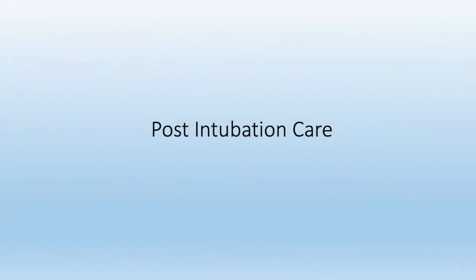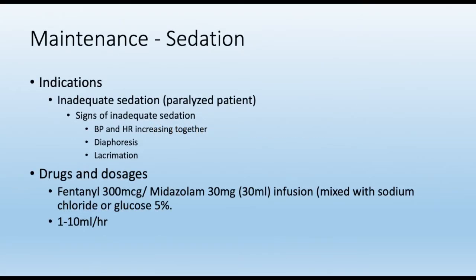So our post-intubation cares revolve around a few things. Maintenance sedation, first of all. The indication is inadequate sedation in the paralysed patient. The signs of this: you're going to have increase in heart rate and blood pressure together, diaphoresis and lacrimation. The drugs and dosages we're going to use are fentanyl 300 micrograms and midazolam 30 milligrams in infusion, 1 to 10 mils per hour, until you get your desired effect of sedation.